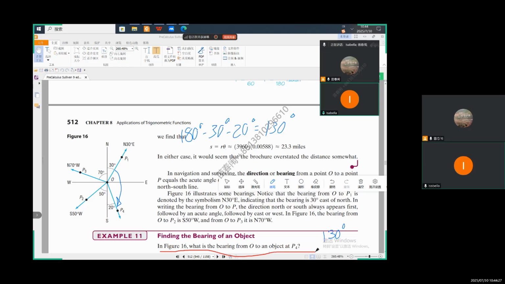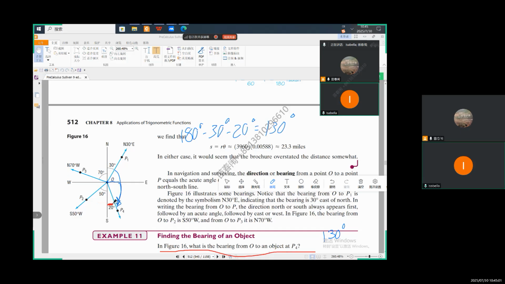130 degrees. I believe it's east, clockwise. So the bearing from O to P4 is, wait, they gave you already. It is, right? Yeah. So I just subtracted it, from O here to P.